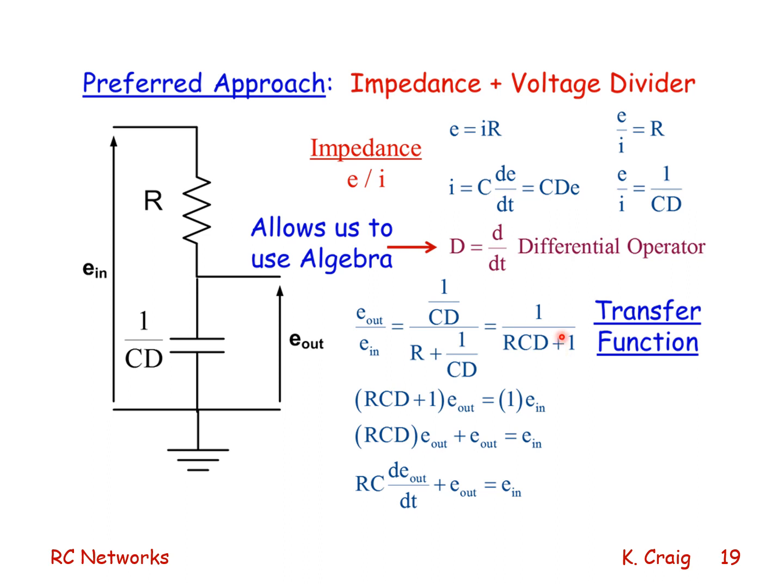Once I have the transfer function, I can get the differential equation, if I desire it, by just cross-multiplying. RCD plus 1 times E out equals 1 times E in. Then I distribute: RCD times E out plus 1 times E out equals 1 times E in. D times E out means take the derivative. RC dE out dt plus E out equals E in, which is the differential equation I derived using Kirchhoff's current law.